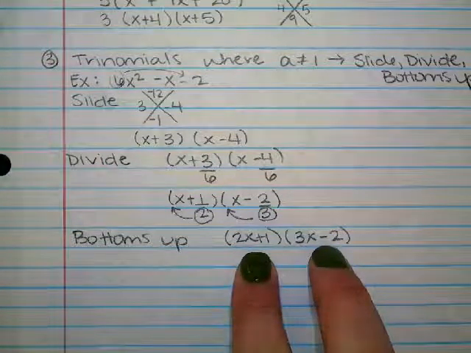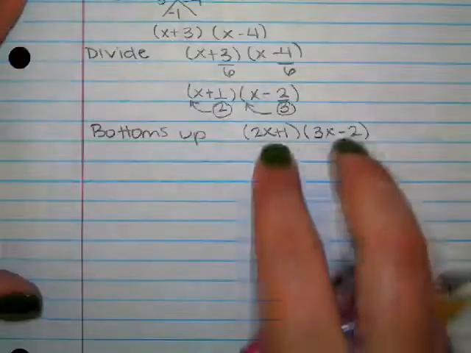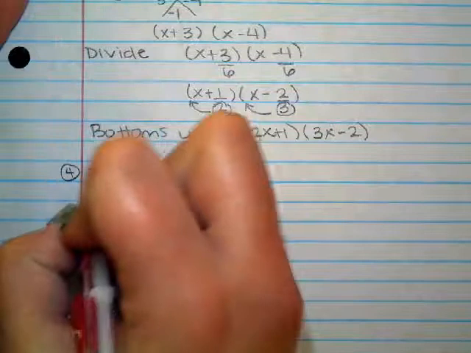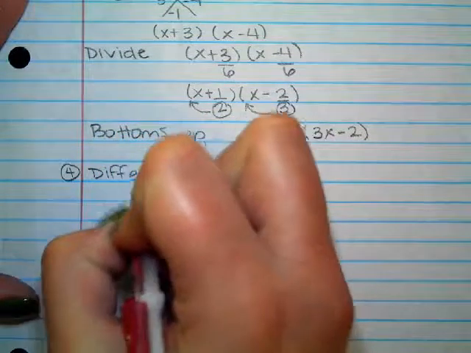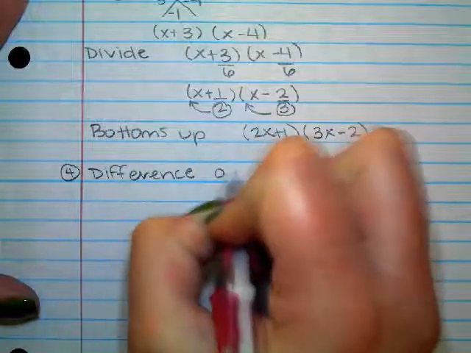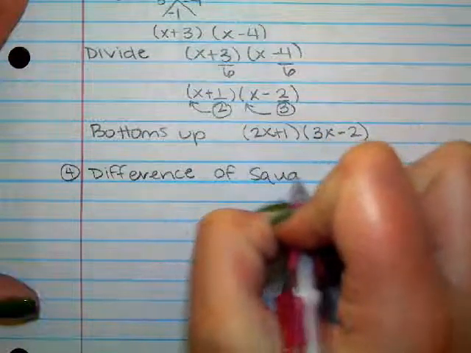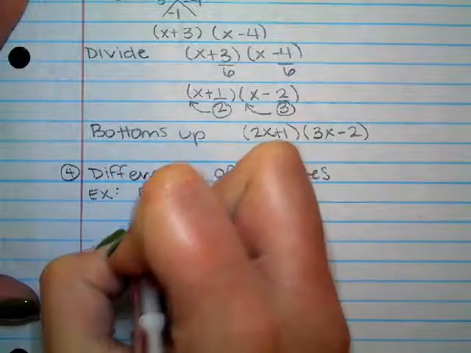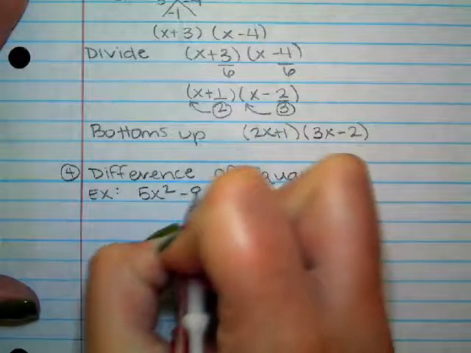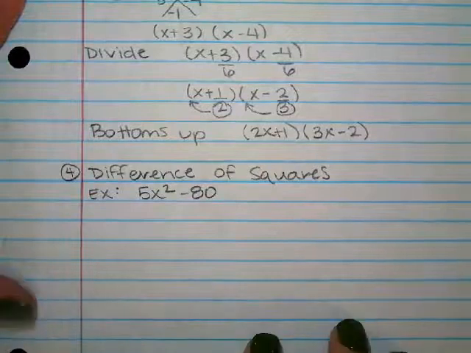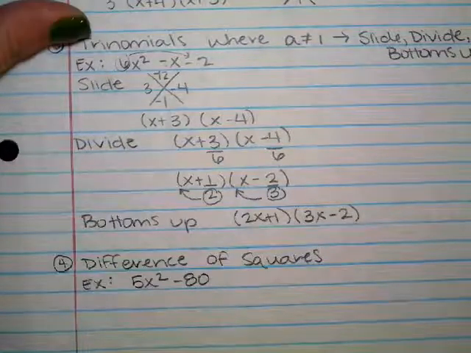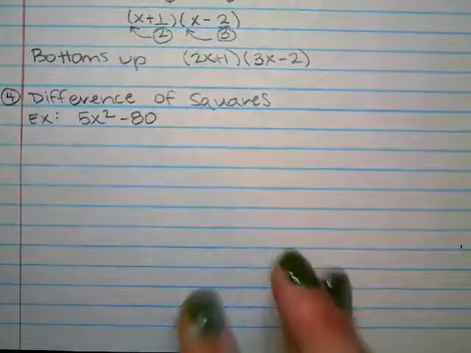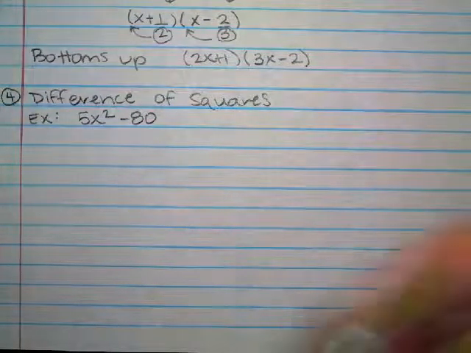All right, the last type of factoring that we're going to review is difference of squares. So for this example, we're going to write down 5x squared minus 80. And before we get started factoring this, I want to write down on our notes a list of some of the perfect squares so that we have them written out in case we need them.